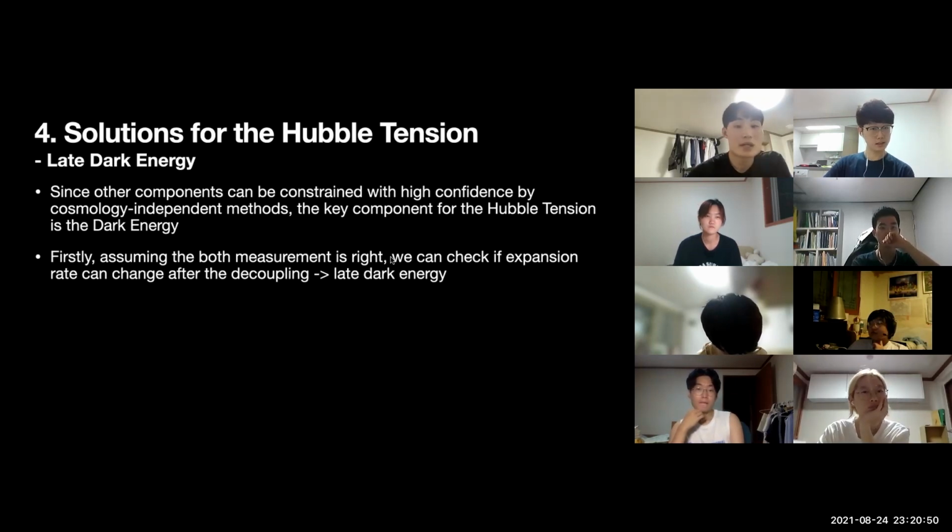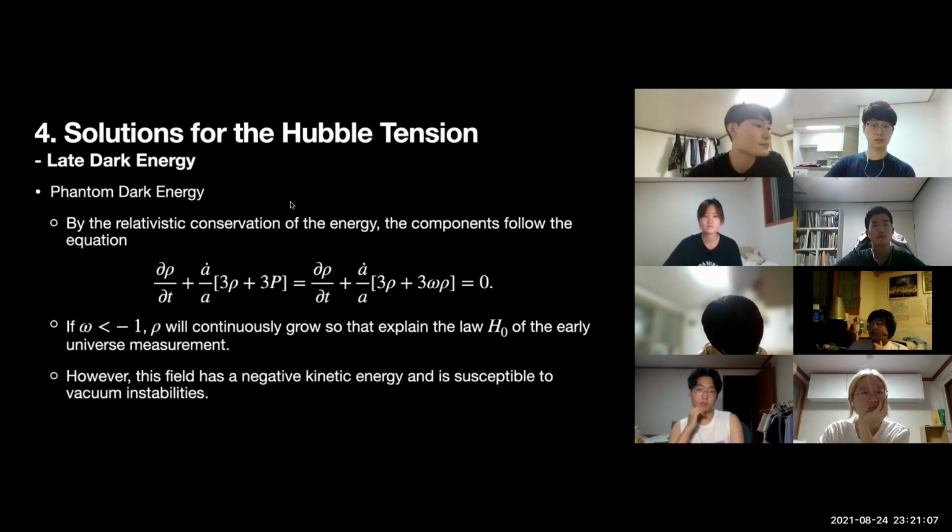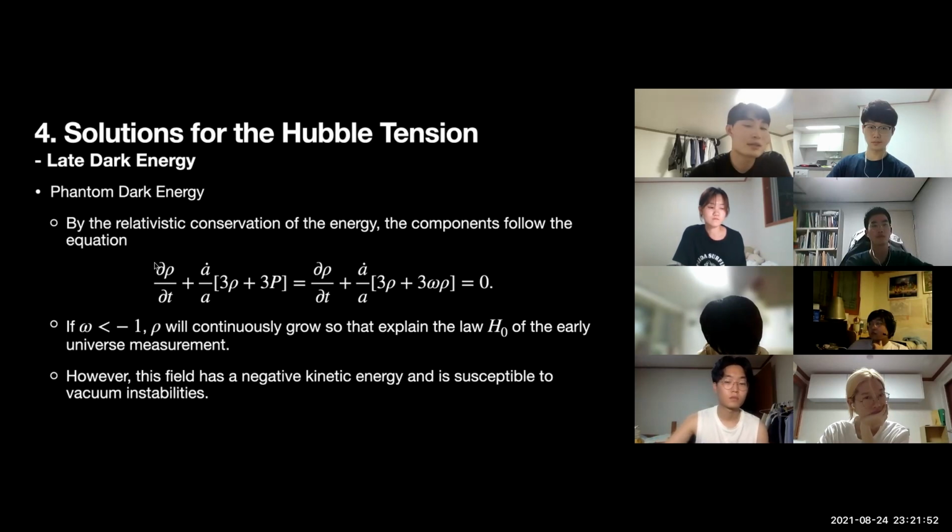Firstly, assuming both measurements are right, we can check if there is a mechanism that accelerates the expansion of the universe after the decoupling. It's called late dark energy. In general relativity, by the conservation of energy, the components should follow these equations. And you can notice that if omega is lower than -1, the time derivative of density is larger than 0. So the density of that component will continuously grow. So if the omega of the dark energy is lower than -1, it might explain the Hubble tension.